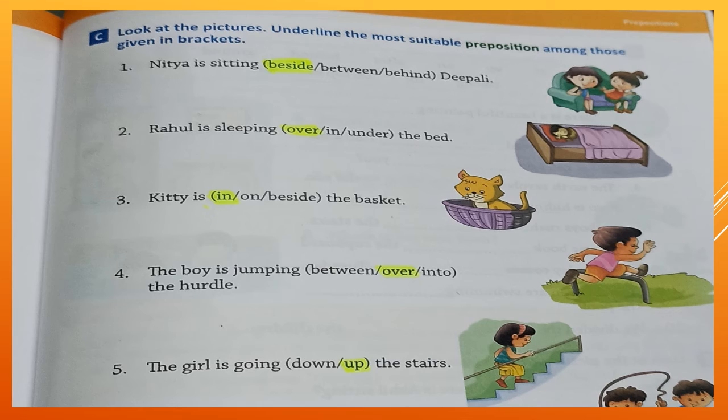Now let's go for the third one, Kitty is dash the basket. What should be the answer? Yes, that should be in. Kitty is in the basket. Kitty basket के अंदर है. So we should use in as a preposition.